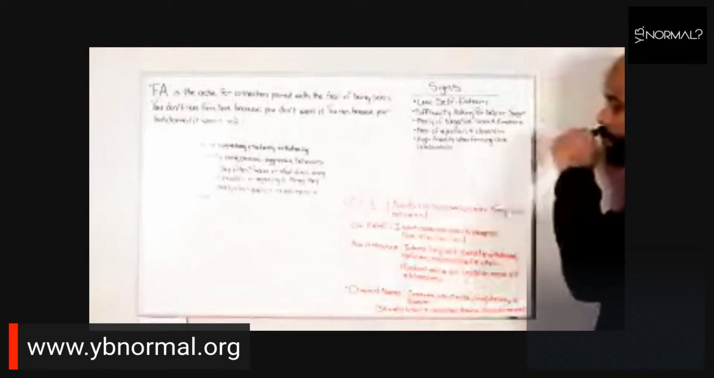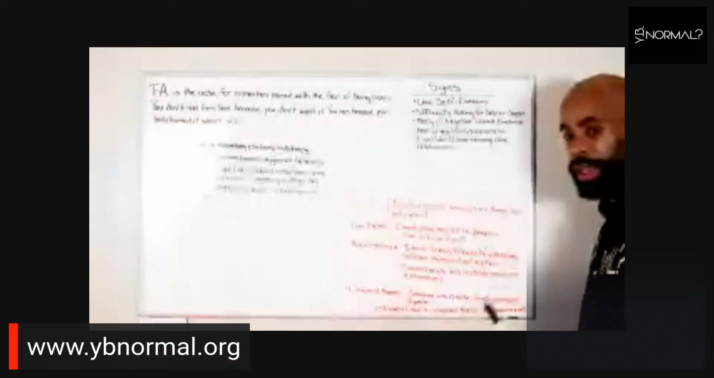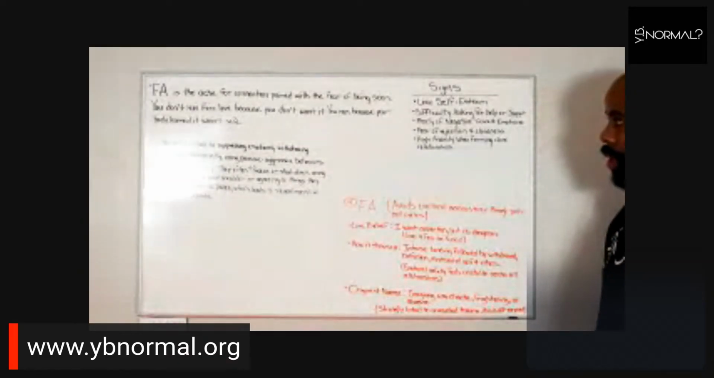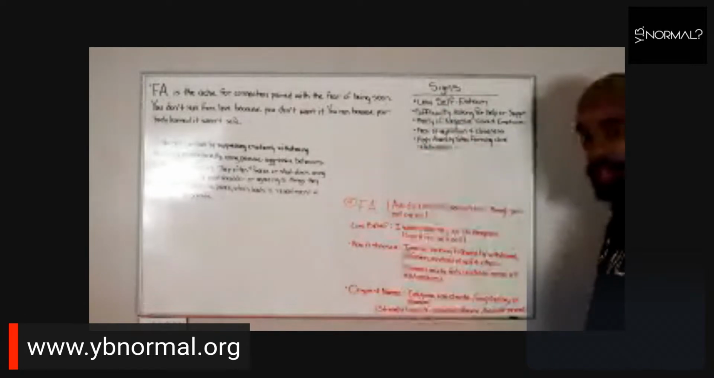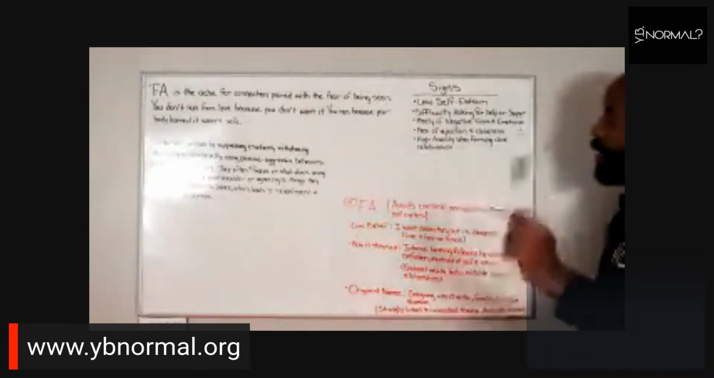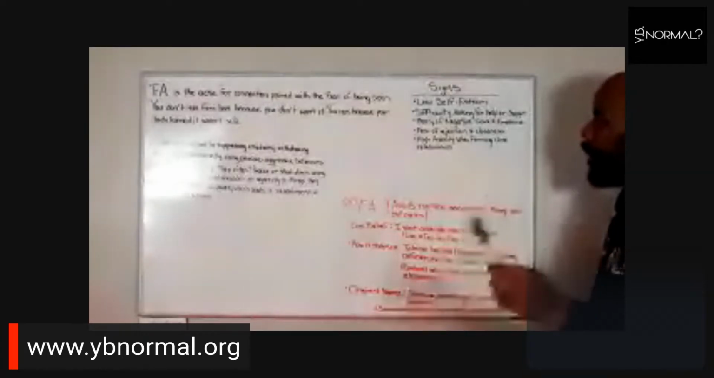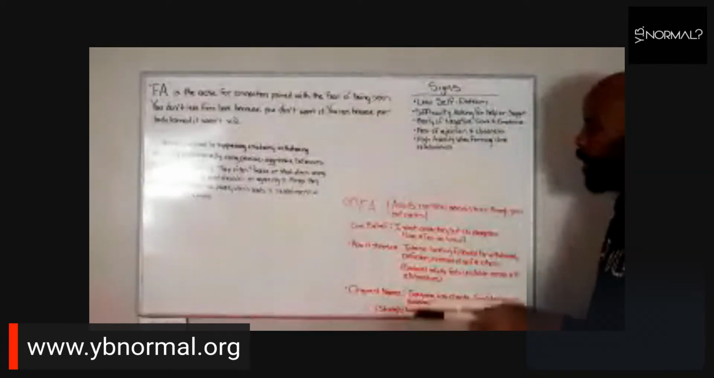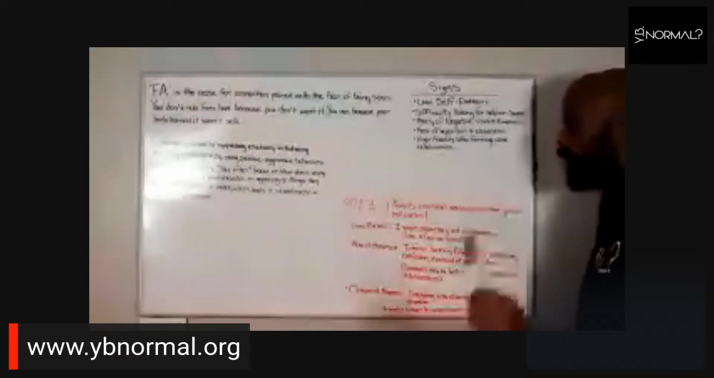All right. So people that are fearful and avoidant, let me give you some signs of what that looks like. Okay. So for fearful avoidance, some of the signs are they have very low self-esteem, difficulty asking for help or support, plenty of negative views and emotions, fear of rejection, closeness. And then they have a high anxiety when forming close relationships.